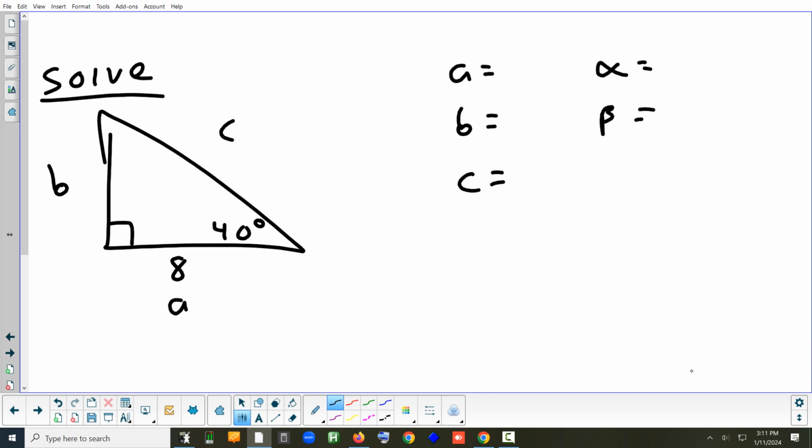All right, let's take a look at this one. We're going to solve the triangle for everything that we're missing. So first, we're going to make a table off to the side of what we already know, and then we'll figure out what we don't know.